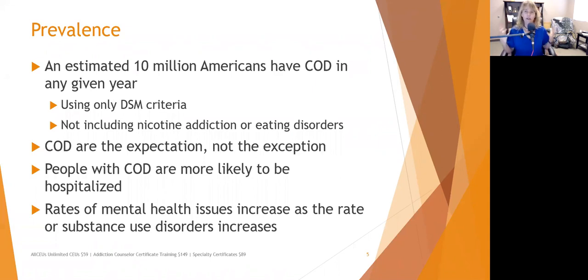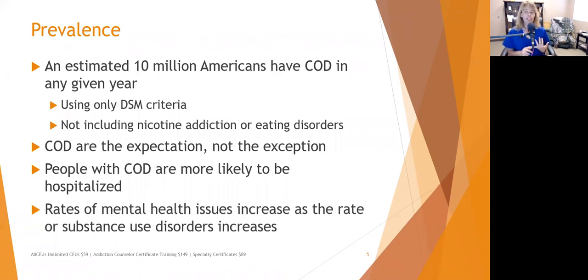So that's to say that the thing you need to remember is co-occurring disorders affect a lot of people, and it is the expectation, not the exception. And I'm going to say this probably 15 times in this hour. We expect that people come into treatment for mental health or substance use disorders. We expect they have them both.